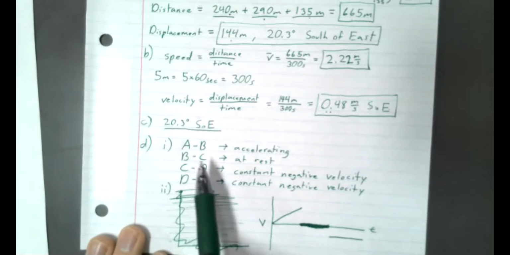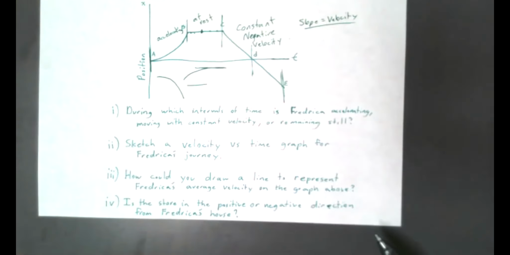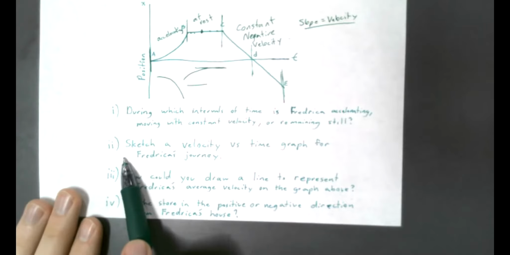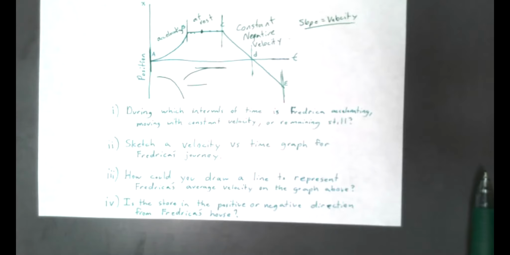A to B is accelerating, B to C is at rest, and both C to D and D to E, it's constant negative velocity. And the last thing it asks us, well, it wants us to sketch a velocity versus time graph for Frederica's journey. So this is a little bit complicated. So we set up a velocity versus time graph.